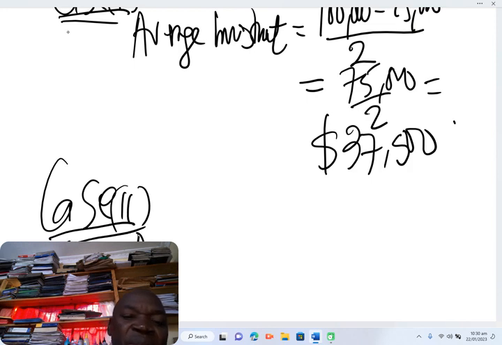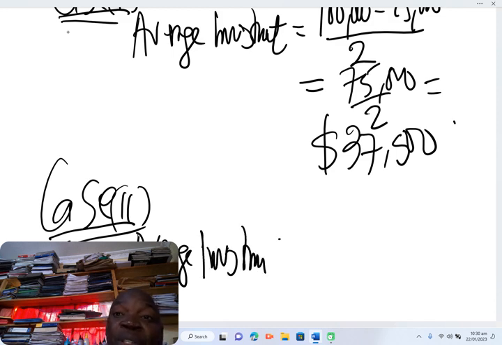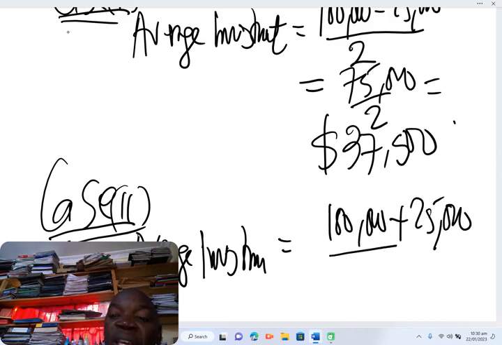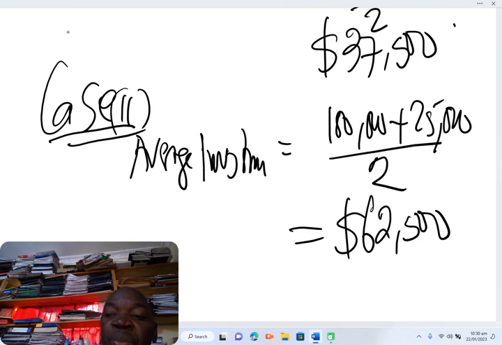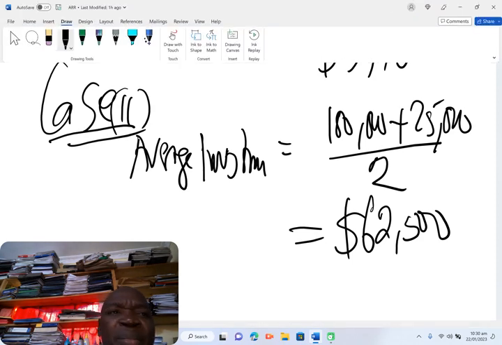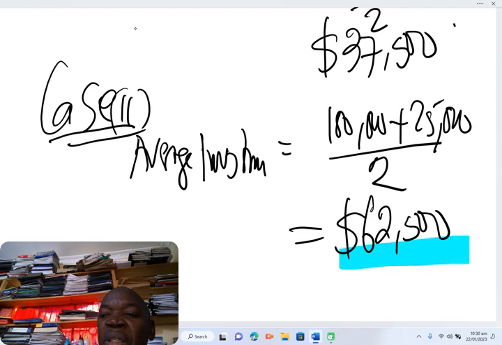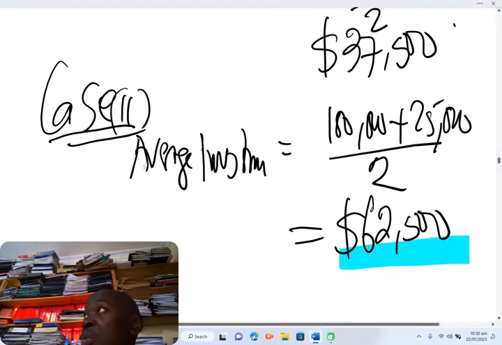Or case 2, average investment. Some people will put the average investment in some books as 100 plus the salvage value, and then divide by 2 in some other books. So you have 125 divided by 2, which is $62,500. So both of these methods are applied in different sessions.